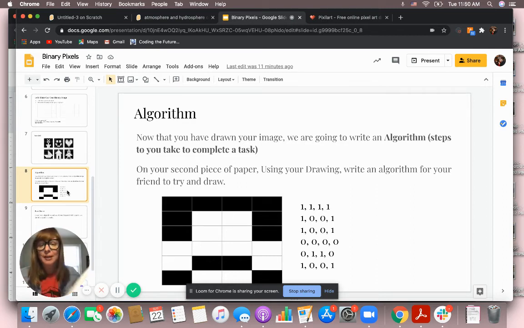An algorithm are steps you take to complete a task. Now, we've got a second piece of paper here that has our algorithm. We still have our piece of paper with our image on it. Now what we want to do is share this with a friend. Let's see if our friends can complete the algorithm that we have created.